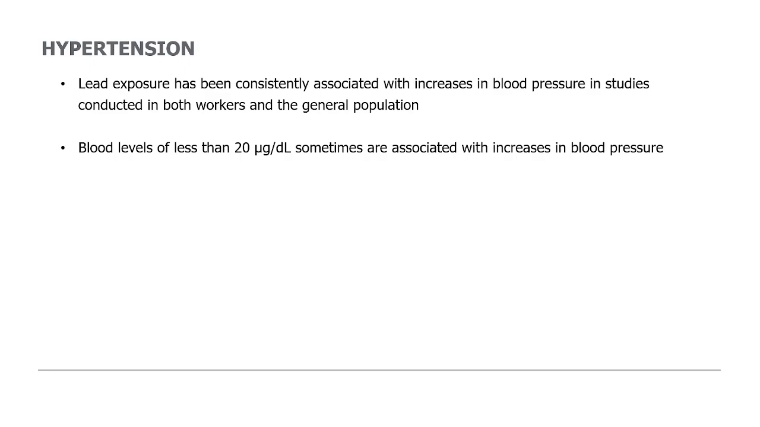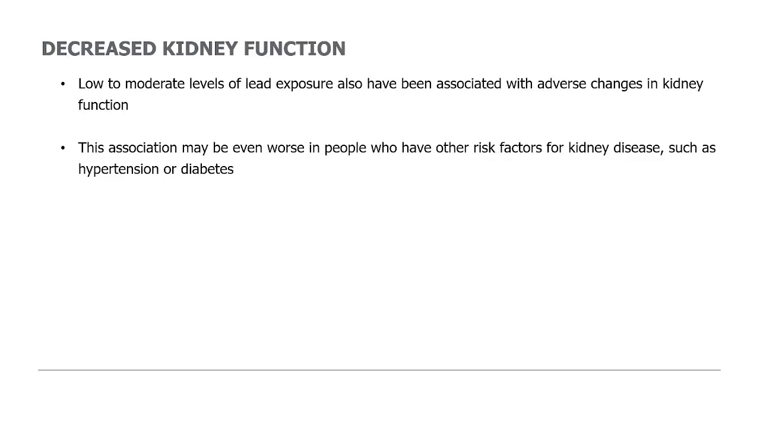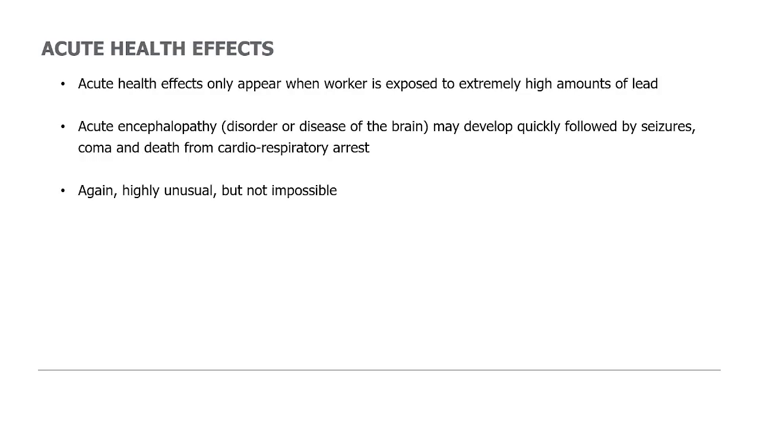Hypertension: lead exposure has been consistently associated with increases in blood pressure in studies conducted in both workers and the general population. Decreased kidney function: low to moderate levels of lead exposure can cause this. It's also associated with adverse changes in kidney function. And the association may be even worse in people who have had other risk factors for kidney disease, such as hypertension or diabetes.